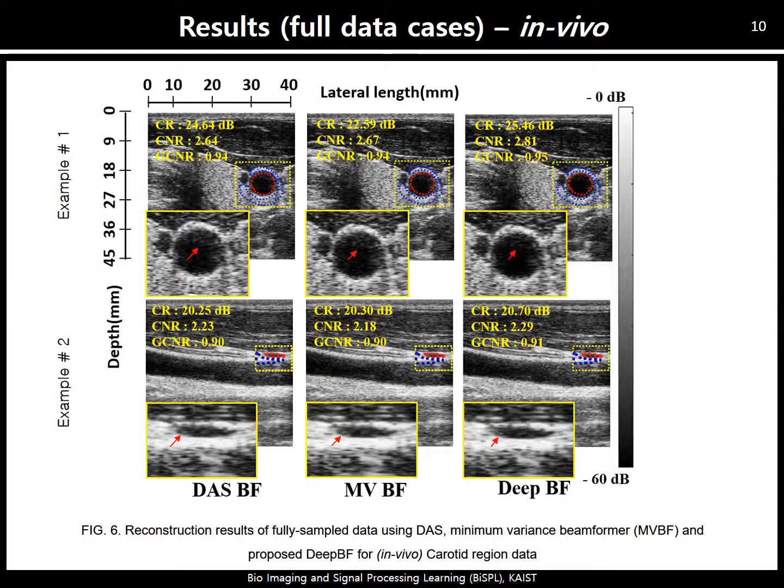Here I would like to point out that the proposed DBF was trained to mimic IQ data of fully sampled DAS. However, it learned to produce images even better than MVBF. As you can see in the anechoic region, there is less noise in DBF images compared to DAS and MVBF.